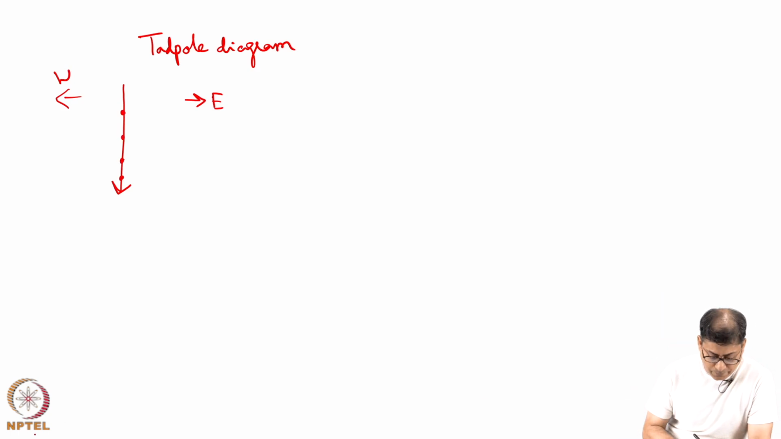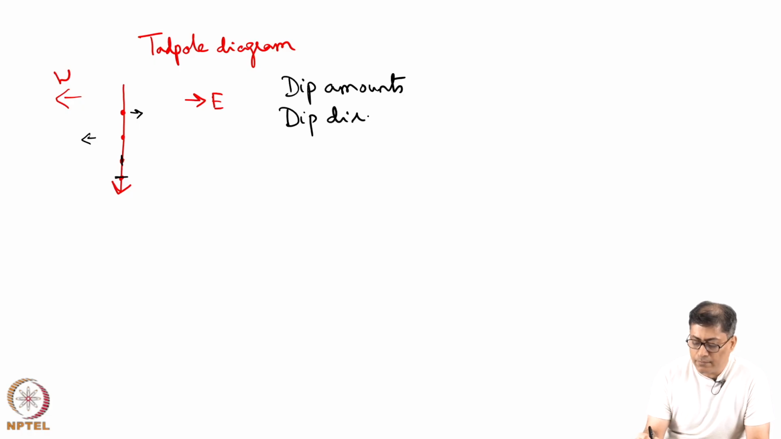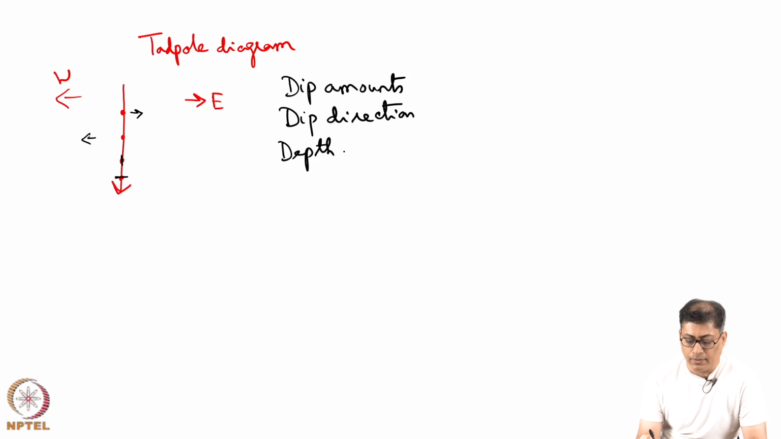These can be dipping. For the sake of simplicity, think that they can be dipping towards east, dipping towards west, nearly towards east or nearly towards west, can be vertical or can also be horizontal. Now the tadpole diagram will present three things from here: the dip amounts, the dip direction and the depth at which the different dip amounts and dip directions have been measured.